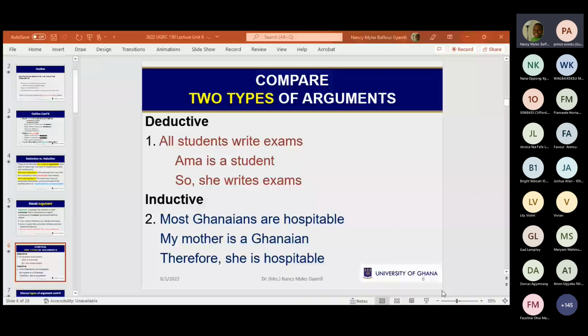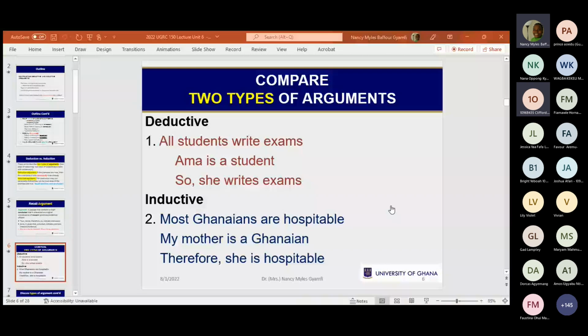Gideon. I want to take Gideon now. Gideon Ampo, please unmute first. Can Gideon hear me? Okay, let's take Clifford.